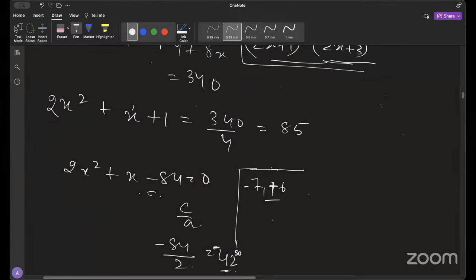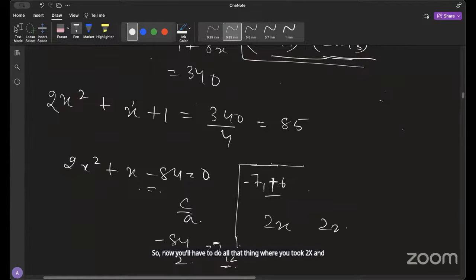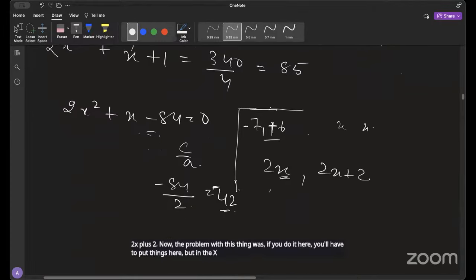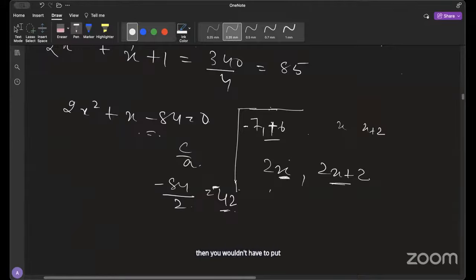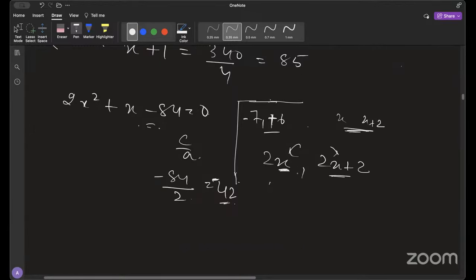So now you'll have to do all that thing where you took 2x and 2x plus 2. Now the problem with this thing was if you do it here, you'll have to put things here. But in the x and x plus 2 approach, it would have been easier because then you wouldn't have to put x here and then find the value of all of that. That's why this was a slightly quicker approach if you want to try this one. Otherwise, you can do it this way.